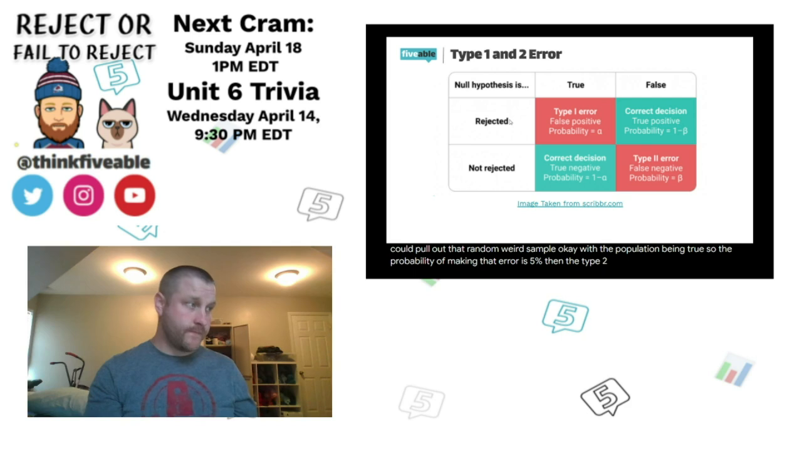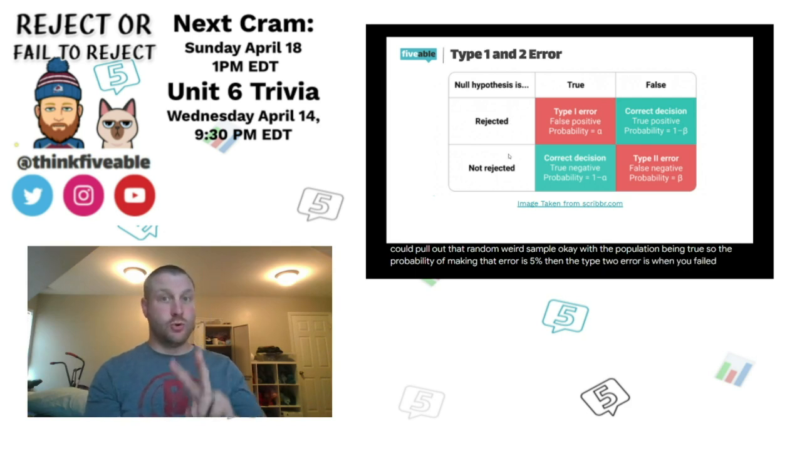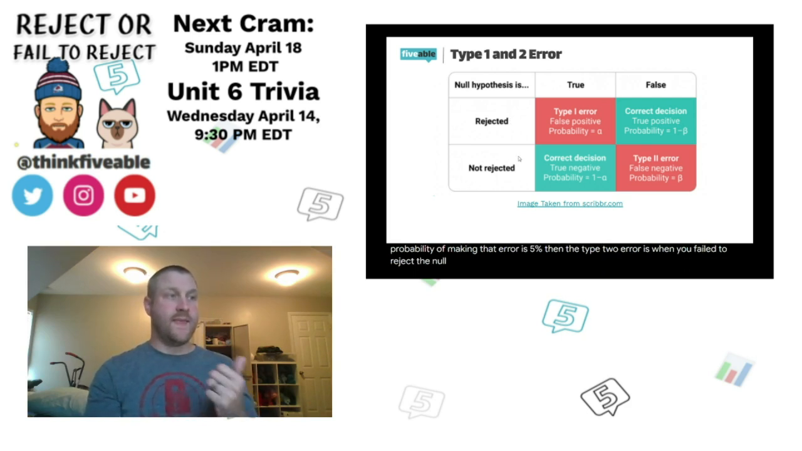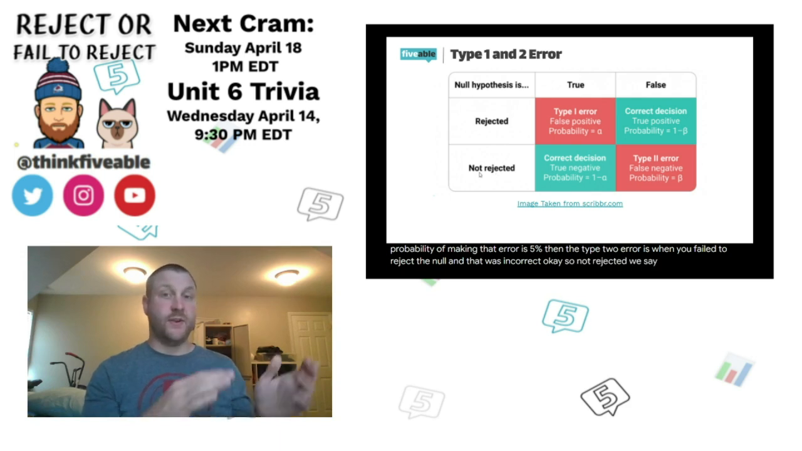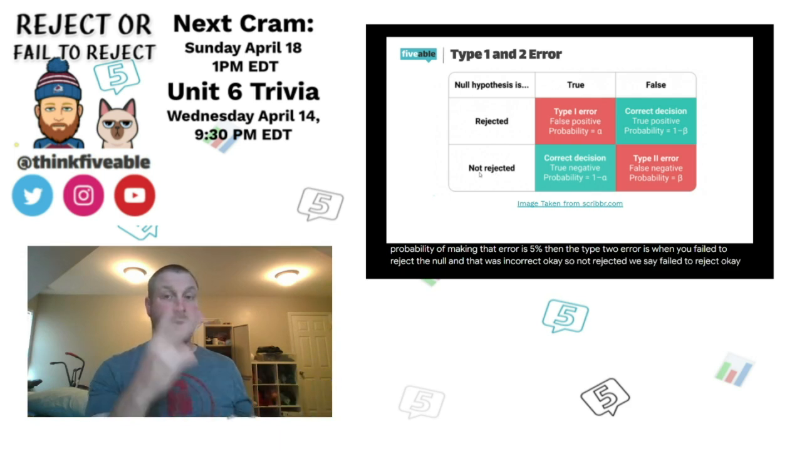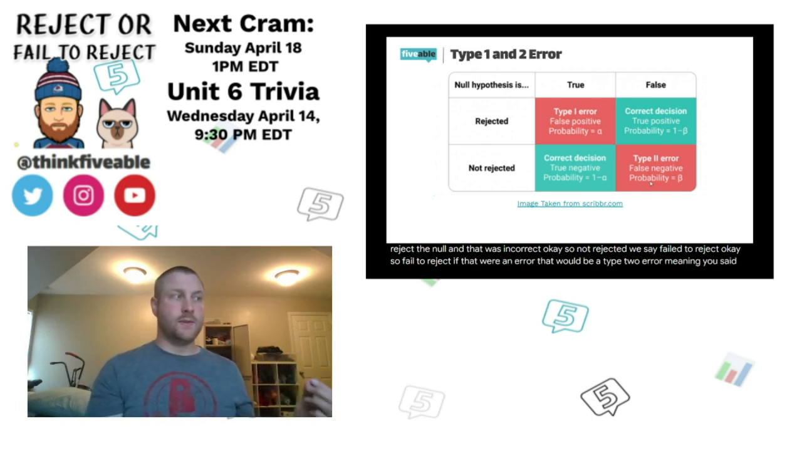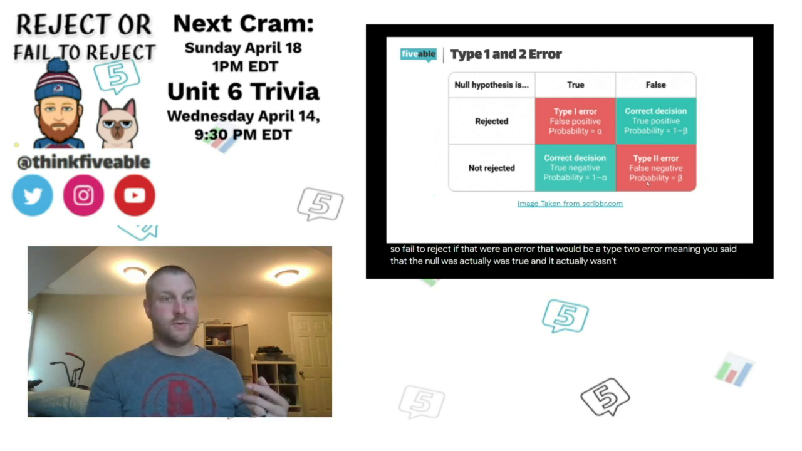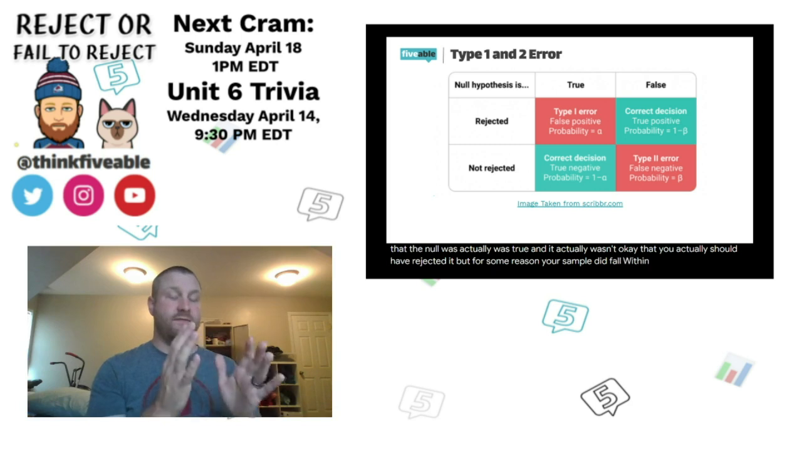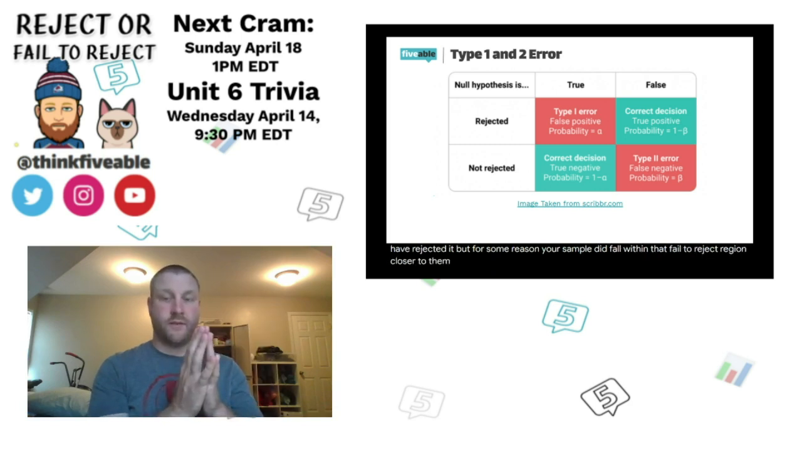And then the type 2 error is when you failed to reject the null and that was incorrect, okay? So not rejected, we say failed to reject. So failed to reject, if that were an error, that would be a type 2 error, meaning you said that the null was true and it actually wasn't. You actually should have rejected it, but for some reason your sample did fall within that failed to reject region closer to the middle of our curve, so it wasn't enough evidence to reject.